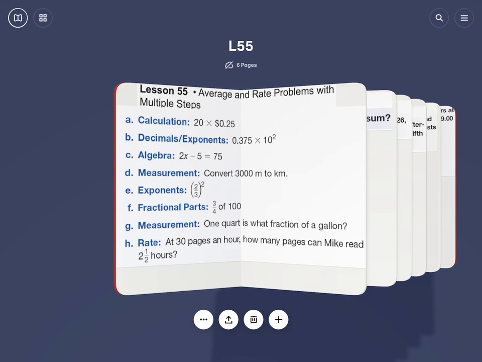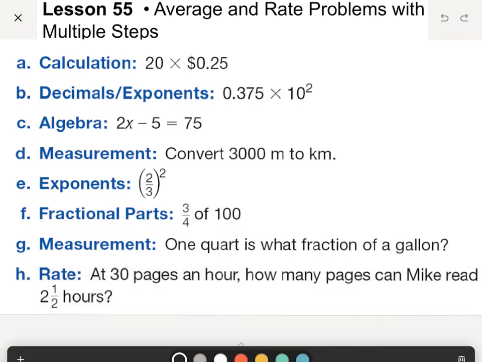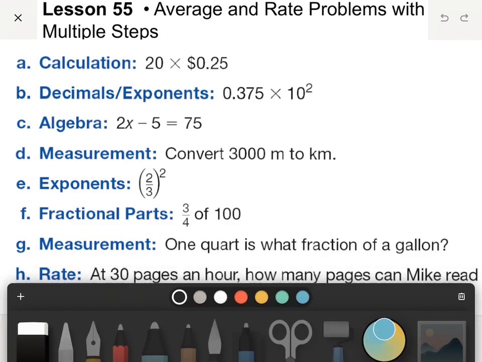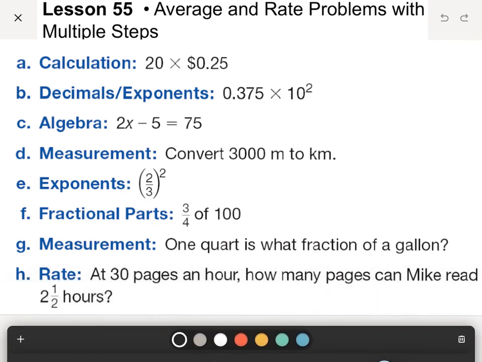Okay, mental math. Let's get mental. You sound a little tired today. I fell down like buckets. Okay.